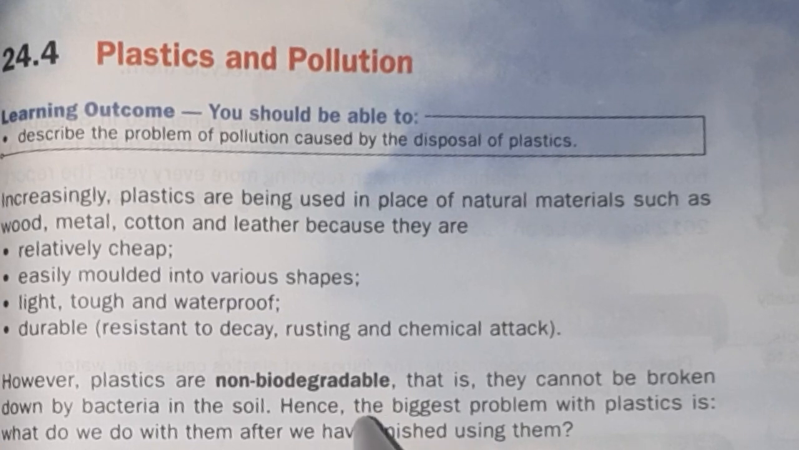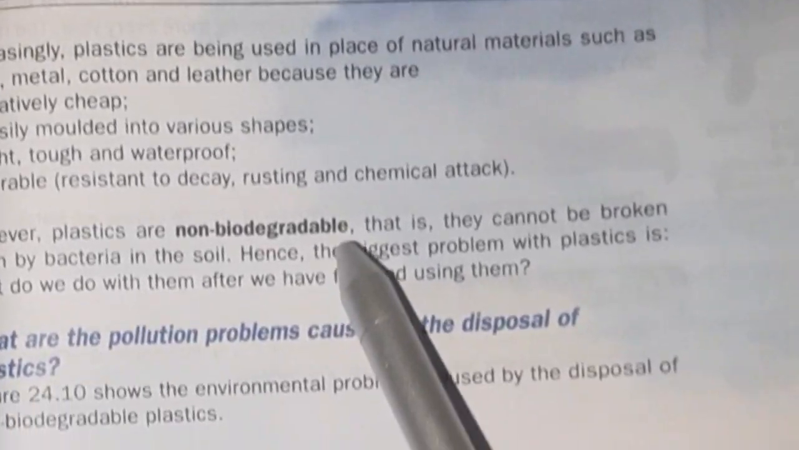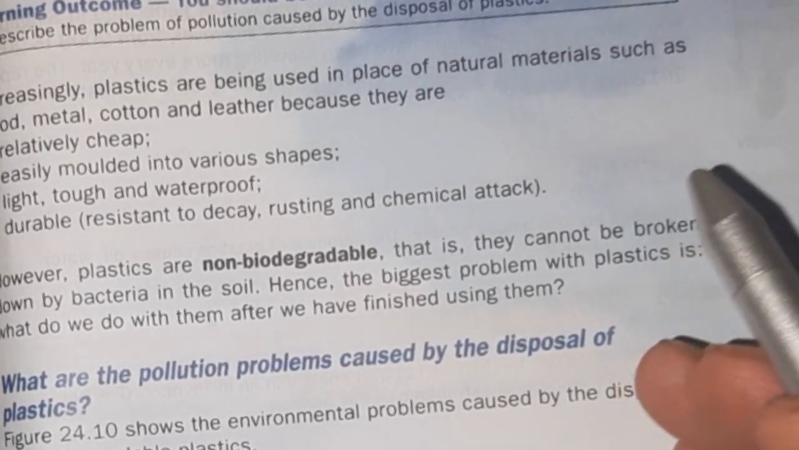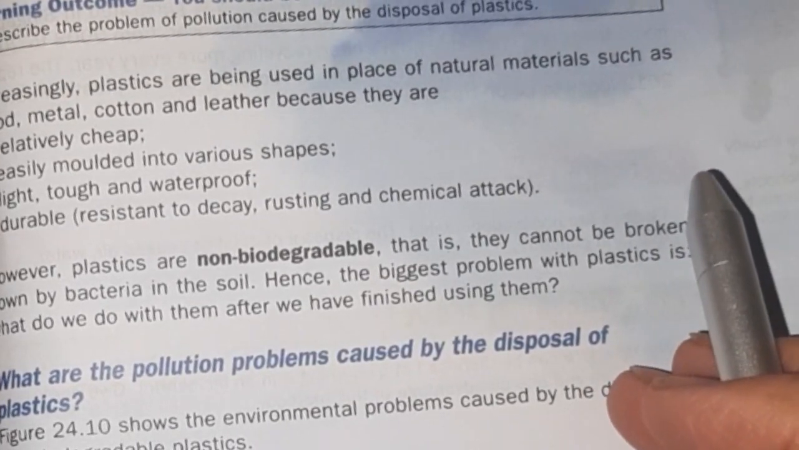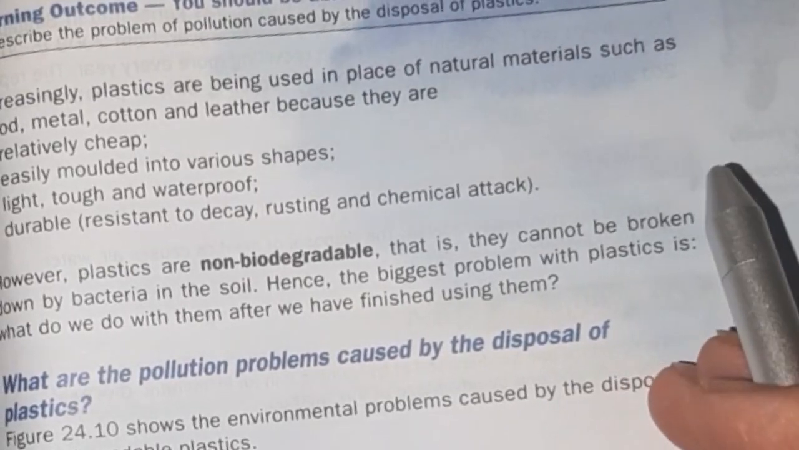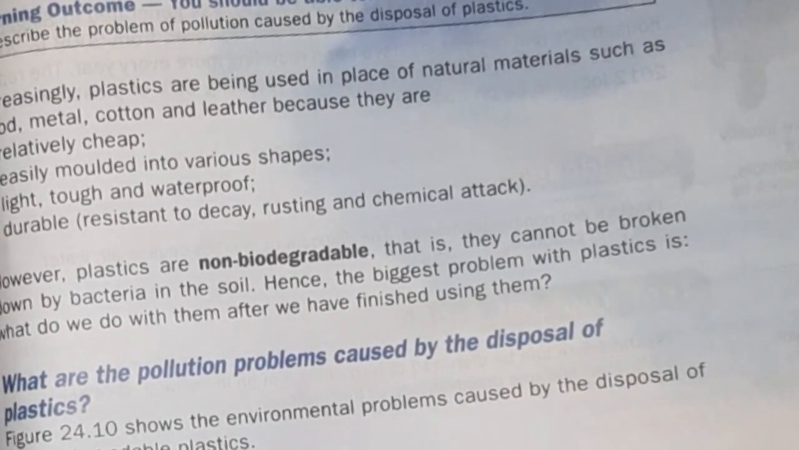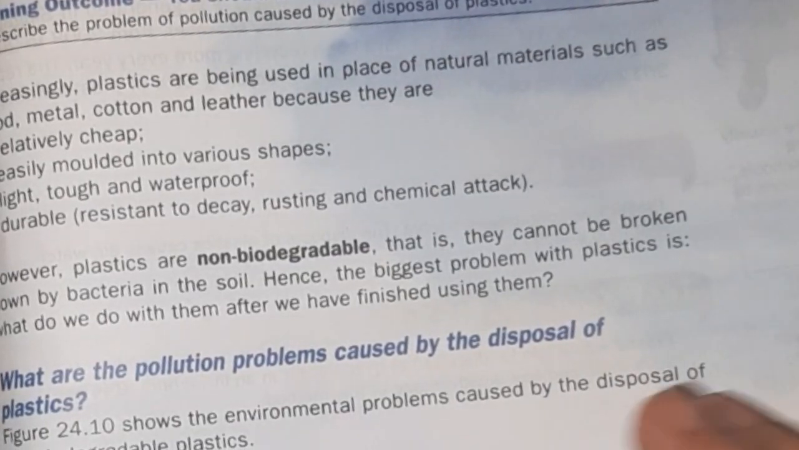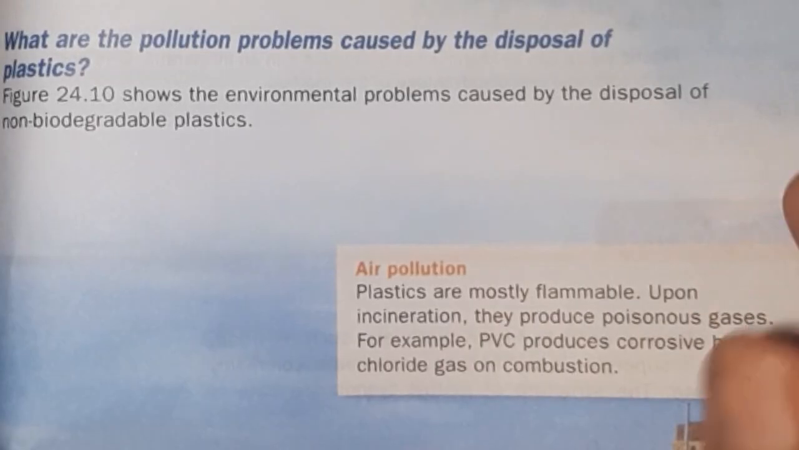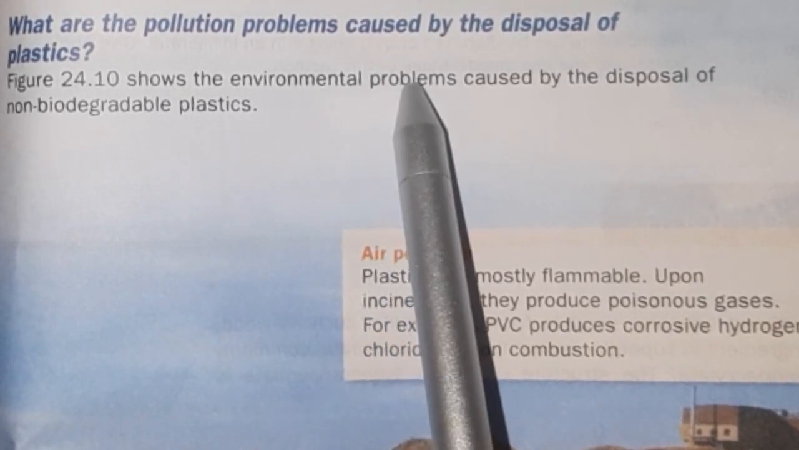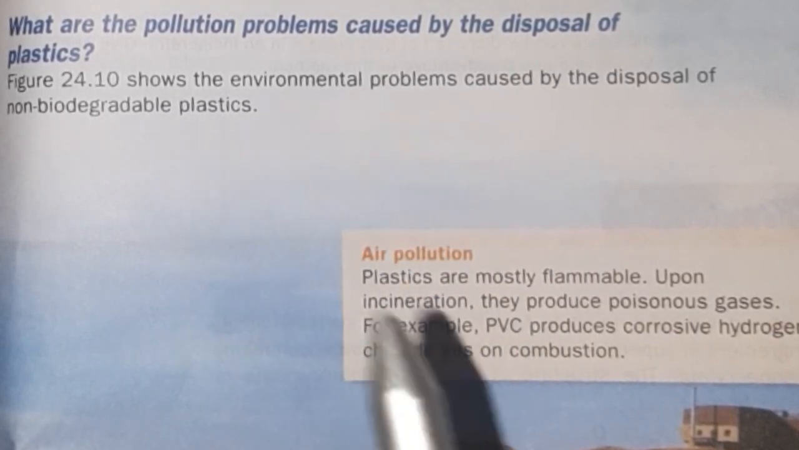So you know, the plastics which are non-biodegradable stay as they are in the soil for a longer period of time, and they can cause a problem if they are thrown into the water, if they are in the air, if they are burnt in the air, or if they are just thrown like this. So they cause lots of problems. So what are the pollution problems caused by the disposal of plastics?